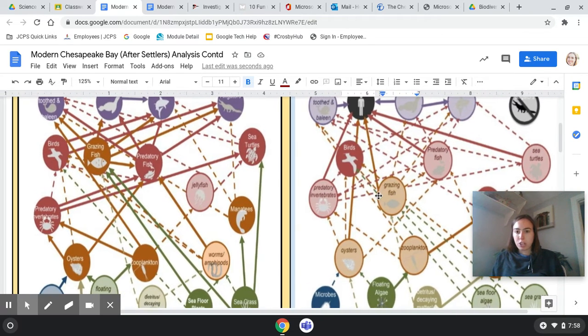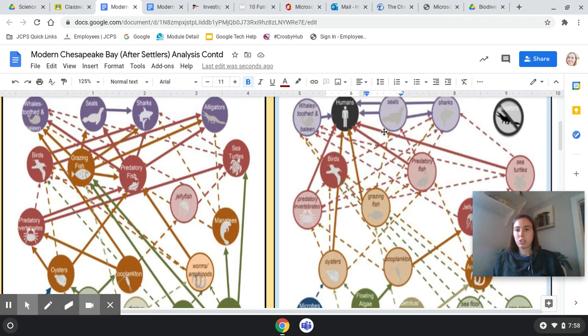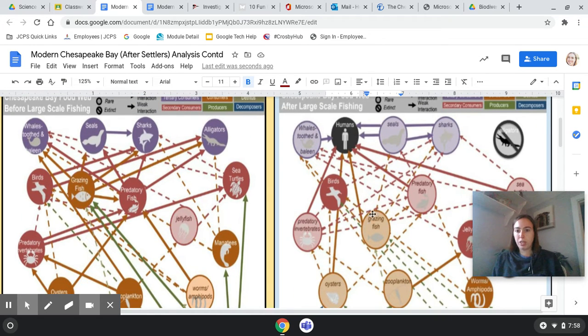And so I'm going to start at the top, and I see an arrow going from grazing fish to the seals. That is a weak connection. It's a dotted line, but that's 1. I see an arrow going from grazing fish to humans. It's a dark, bold line, so that's a strong interaction. That's 2. I see an arrow going from the grazing fish up behind the birds to the whales. That's 3.